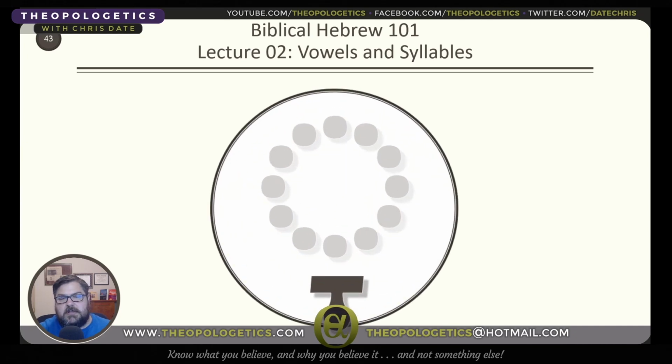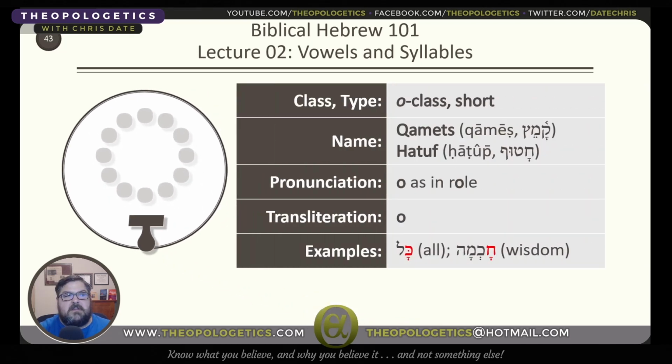The next vowel in the O class is short. And notice this looks like a little T under the consonant, meaning it's identical to a komets in appearance. We'll talk about that in a moment. So this is the komets chatuf, which is pronounced like the holum, the O in the word roll, and it's transliterated as an O without a line over it, because this is a short vowel, unlike the holum, which is long. And examples of words that have the komets chatuf in it are the words kol, meaning all, and chokhmah, meaning wisdom.